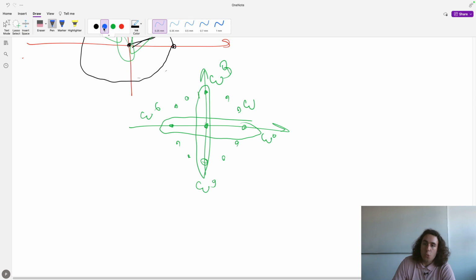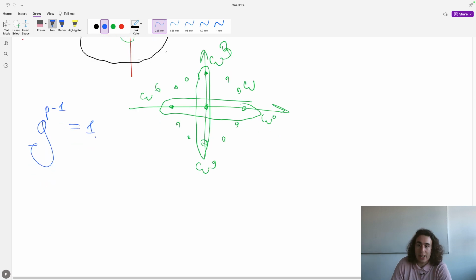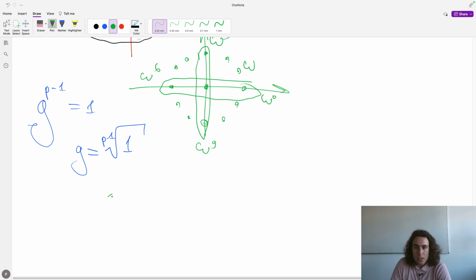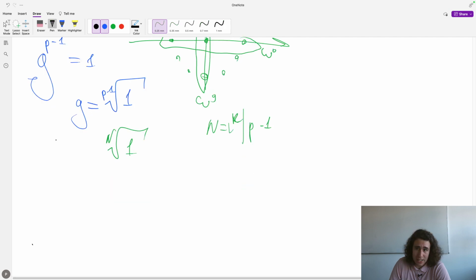So we have g to the p minus 1 is equal to 1. This is the solution. g is basically the (p minus 1)th root of 1. And we need roots of the Nth power, right? Where N is a power of 2 that divides p minus 1. This is pretty easy, right? We just take g to the power of (p minus 1) over 2 to the k.